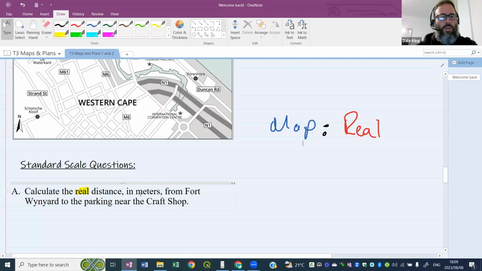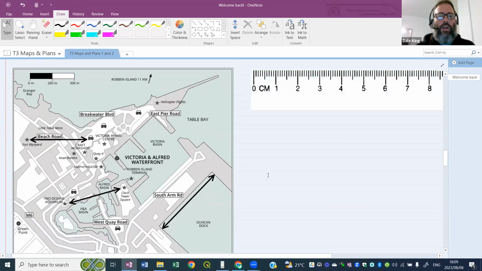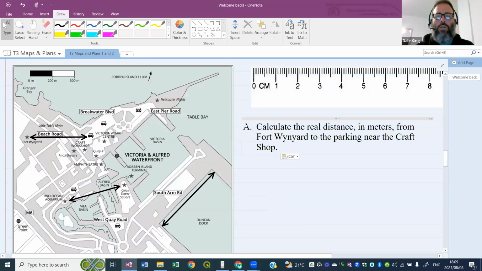I'm going to copy this question and bring it up here so you can see the map and also try the question. It says calculate the real distance in meters from Fort Wynyard to the parking near the craft shop. Now without a ruler, you guys might struggle with this. By the way, I don't know if you can see a mistake on this map.